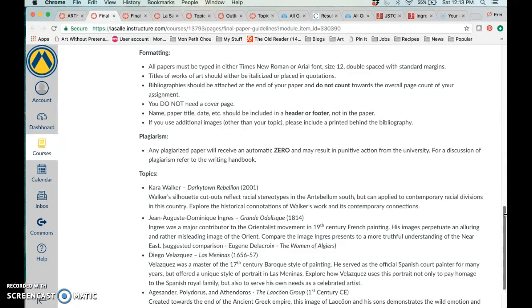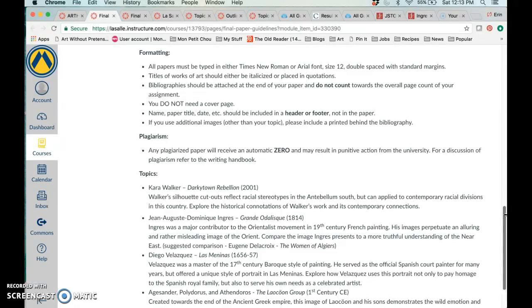Titles of works of art should either be italicized or in quotations, but the names of artists should be just capitalized and incorporated into the text. You should only refer to an artist either by their full name or their last name. If you're writing about Pablo Picasso, don't start writing about Pablo. He's either Pablo Picasso or Picasso.